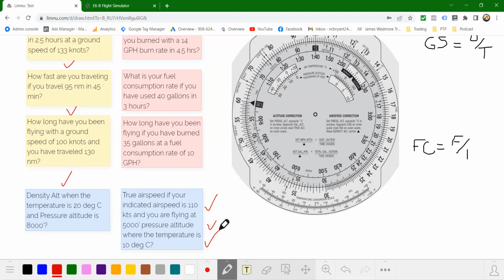And so we're climbing out and we want to know, at a certain checkpoint where we're at 5,000 feet, what our true airspeed is at that point. We know that the temperature from our winds aloft is 10 degrees Celsius. With that information, we can use our E6B to find our true airspeed, and it tells us how to do this right here. It says set pressure altitude. Let me zoom in here for you guys.